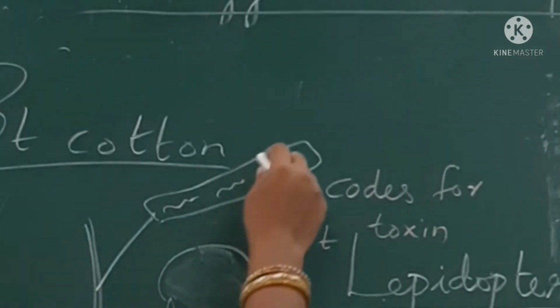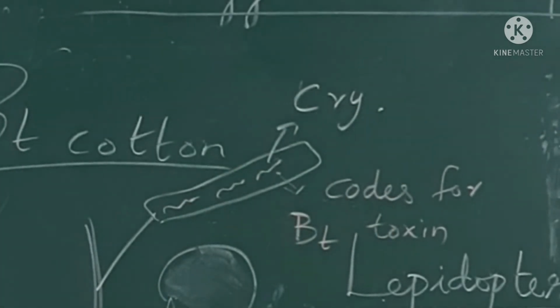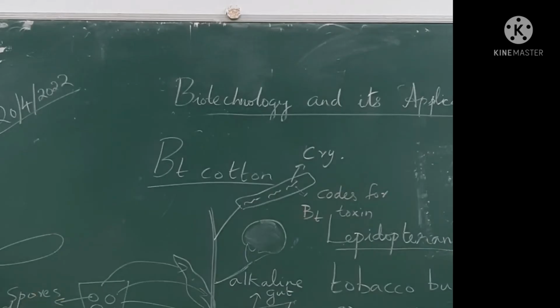And that gene is called the cry gene. That will be injected into the plant. So the plant from within will keep expressing this poison, so no insect can attack it. They will be resistant. So we don't have to apply chemical pesticide, no need to apply, because from inside itself it is resistant to all the insects and worms.